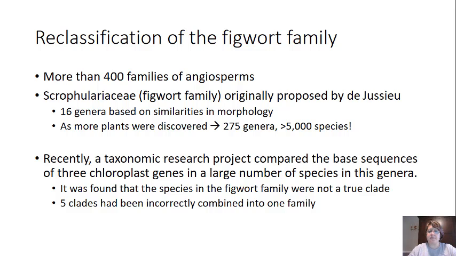And recently, a taxonomic research project compared the base sequences of 3 chloroplast genes in a very large number of species in these genera. And they actually found that the species in this figwort family are not a true clade. They're not all coming from one common ancestor. Instead, 5 separate clades had been incorrectly combined into one family. So again, this was using genetic information about differences in the 3 chloroplast genes.